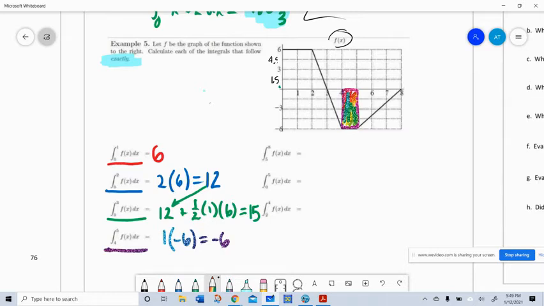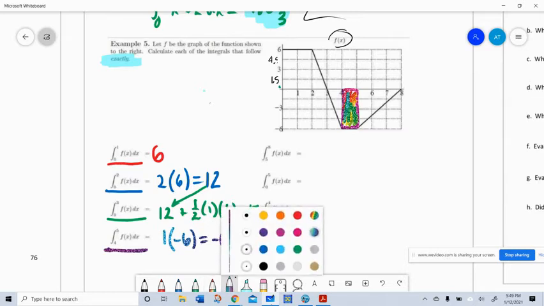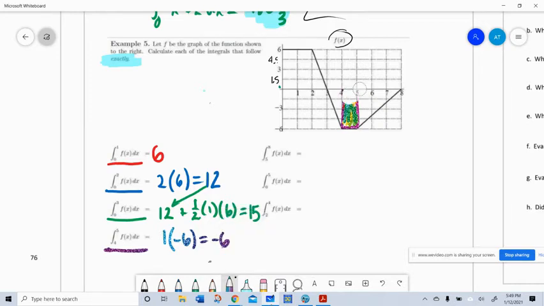Let's see, from 5 to 8, I'm going to use my, this is a cosmic pen. So it's a little different than a rainbow pen. It's supposed to look like, I think like, you know, outer space.